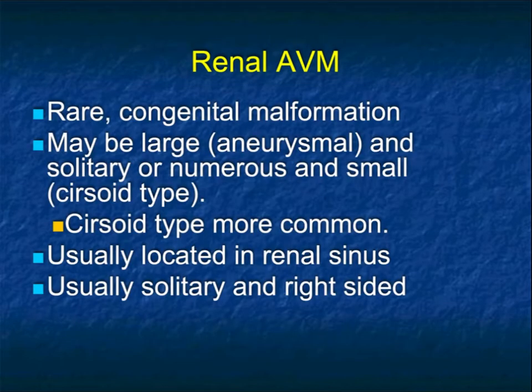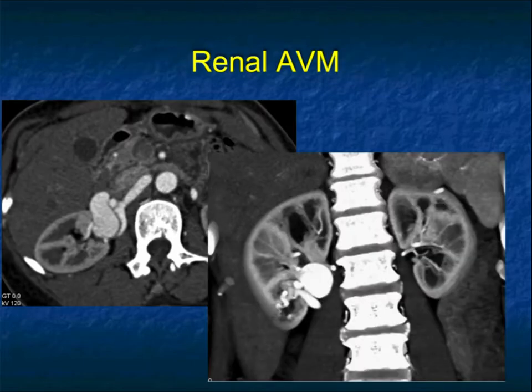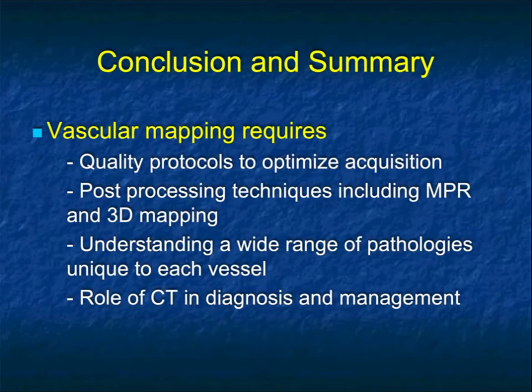We also talk about renal AVMs. They're rare congenital malformations. They can be large, single, or multiple, usually located by the renal sinus and usually solitary and right-sided. You can see renal AVMs post-trauma. You can see renal AVMs post-biopsy, which I guess is trauma. Presentation, gross hematuria, hypertension, flank pain, and high cardiac output. Here's a beautiful example of a renal AVM by the right renal hilum. You can see how it almost looks like an aneurysm. You can see in the non-contrast study, it can simulate a mass.